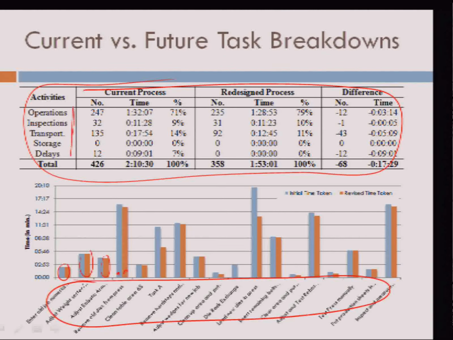And again, when you look at this table, these are the major categories of the industrial engineering decomposition of most work processes, and you can compare 247 steps, operations in the initial process, 235, 32 inspections, 31. Transportation again, naturally, was impacted. Delays were impacted. So, all we did was, true to our industrial engineering roots, we just looked at eliminating what we knew were clearly non-value adding elements in the overall process.